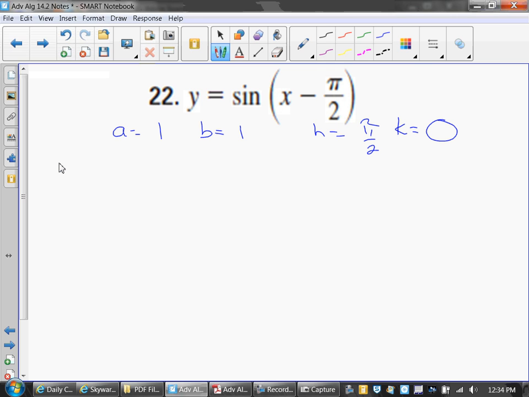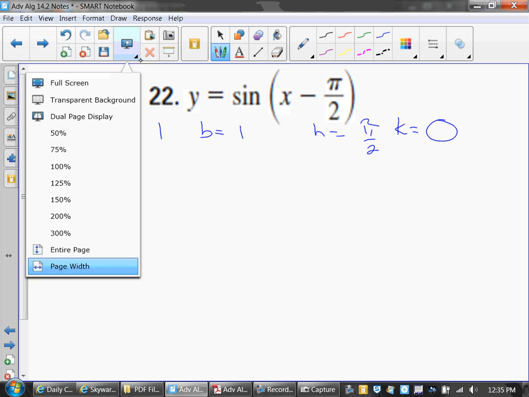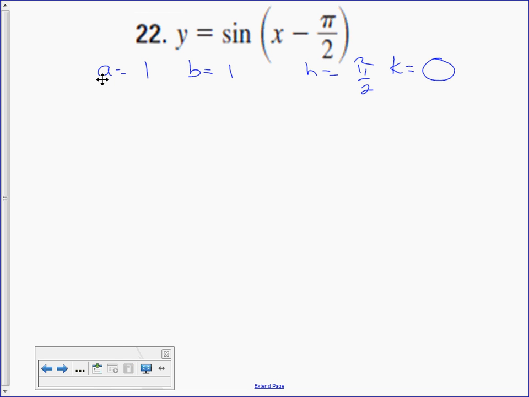All right, let's see where we're at. With any luck, we should be okay so far. Our amplitude is 1, our period is 2 pi, and all we have is a horizontal shift of pi over 2. We all agree on that?